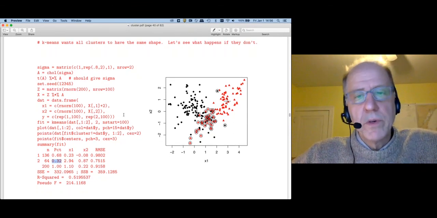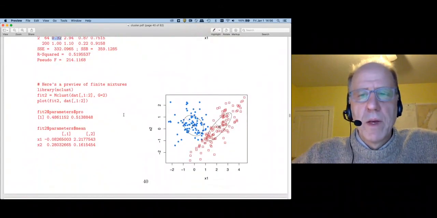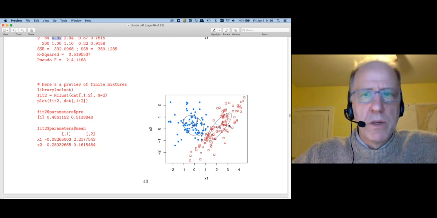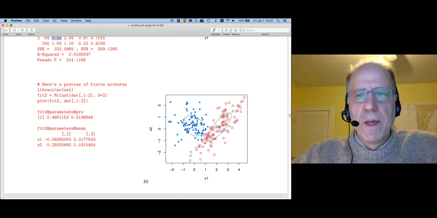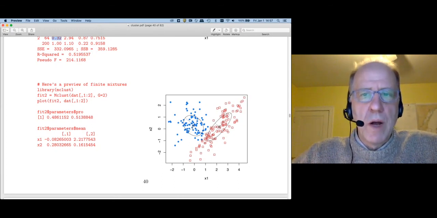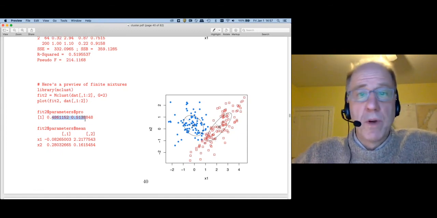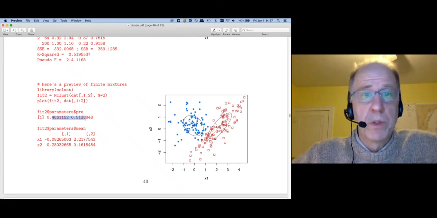Well, as a sneak preview of where we're going to go, here's the solution that you get using a Gaussian mixture. You can see that the Gaussian mixture has clearly found the round cluster as well as the ellipsoidal cluster, and also found that roughly half the cases are in both clusters.